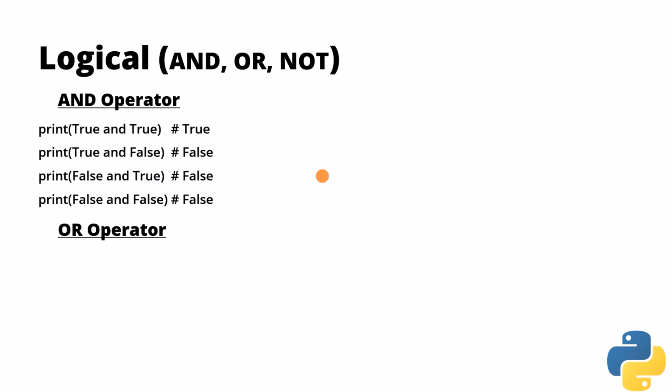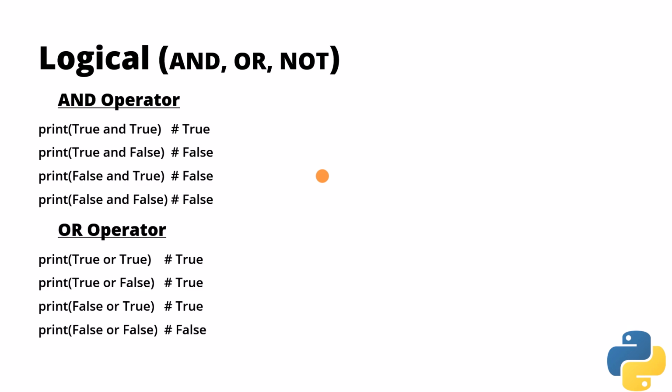For the or operator, if the first condition is true or the second condition is true, then the combination of the two conditions gives us an output of true. If condition A is true or condition B is false, the combination gives an output of true, and the same goes for the rest. False or true gives true, and false or false gives false.